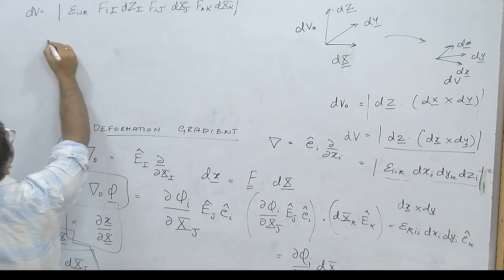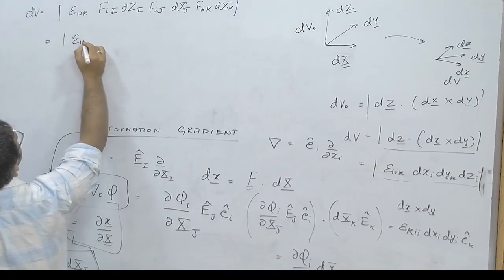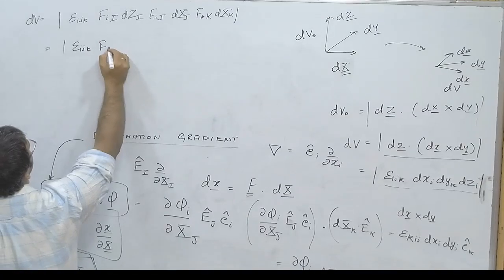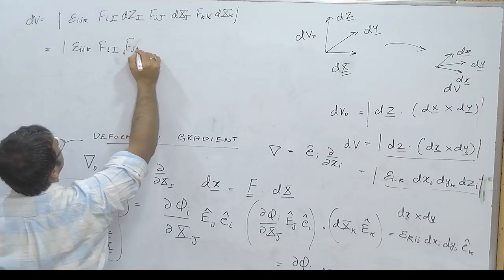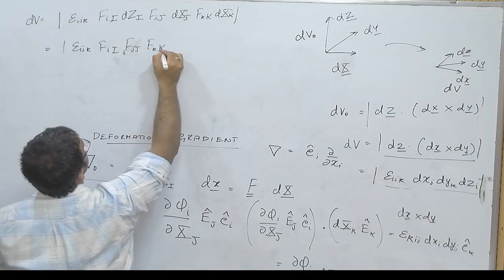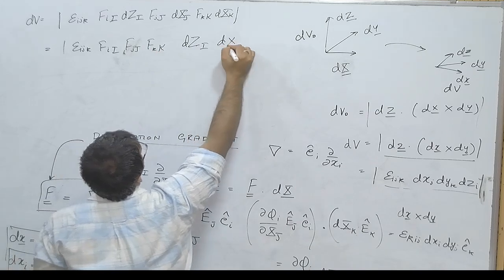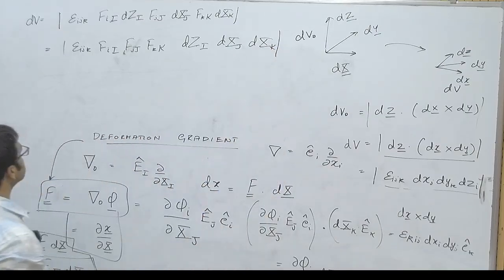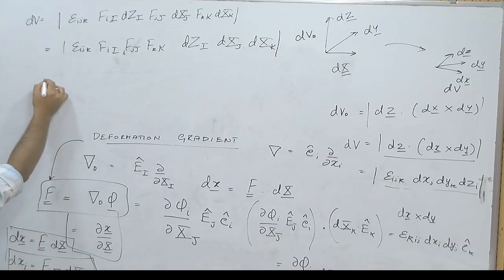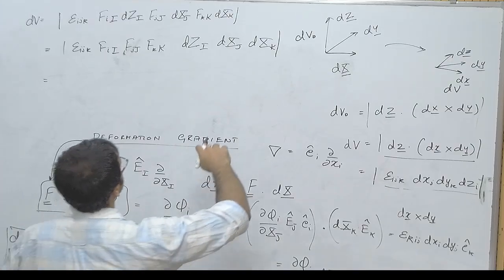So this is the result that you get, and let's say we can write here that it is epsilon ijk f i capital I f j capital J f k capital K, and then I'm going to write it as dzi dxj dxk, and that is going to give me something very interesting.